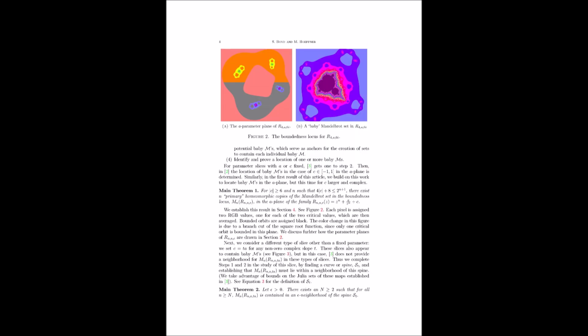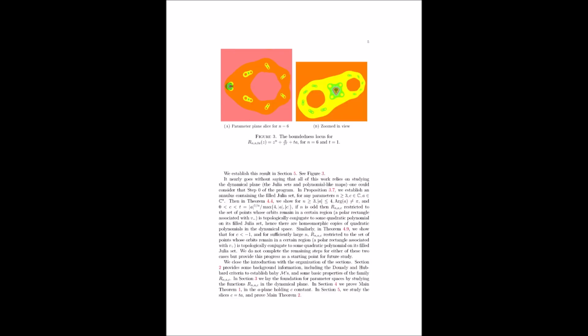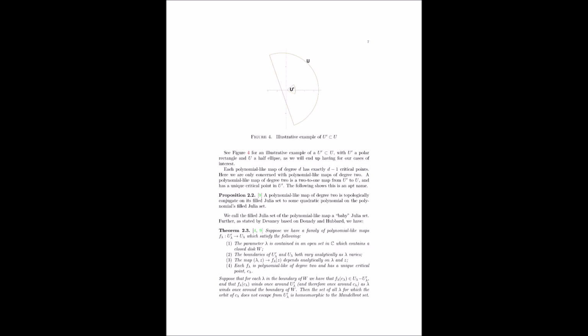Okay. Now, remember how we talked about those special A values, A2? Yeah, where one of the critical values gets mapped onto itself. Exactly. So for those special parameter values, the UA region is contained within the larger UA region. And that's a crucial condition for applying Douady and Hubbard's theorem. It is. Which ultimately links those polynomial-like maps to the existence of baby Mandelbrot sets. Yeah, it's all connected.